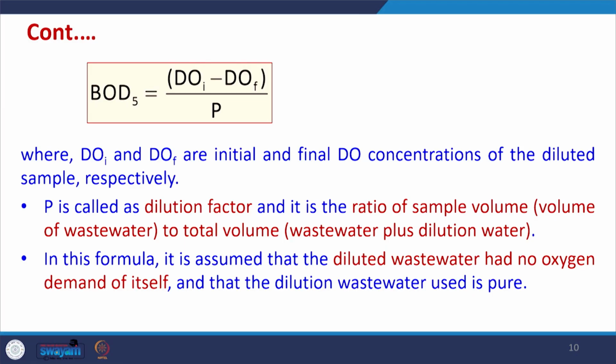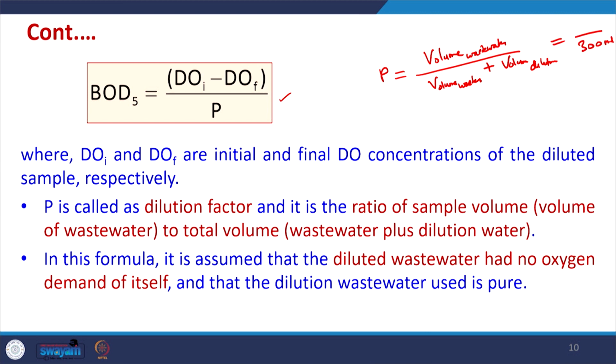Under that condition, when we do the dilution of the sample, we use this particular formula, where DOI and DOF are the initial and final DO concentration of the diluted sample, and where the P actually represents the ratio of sample volume of wastewater taken. So, this is the volume of wastewater divided by the volume of wastewater plus the volume of dilution water which is used. The dilution water generally will be 300 ml, because we are using the 300 ml water bottle. So, this is the P value.